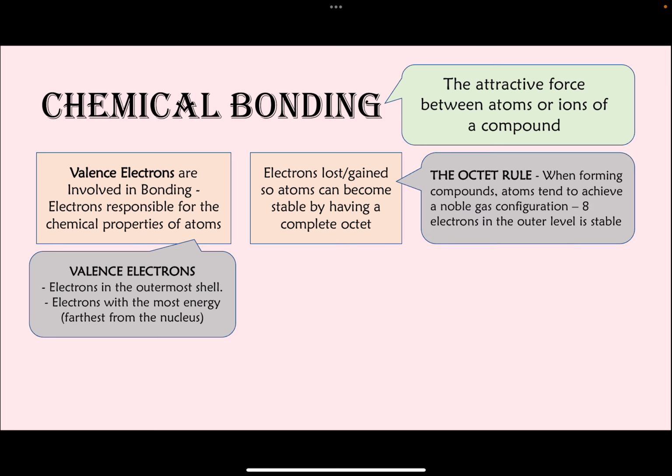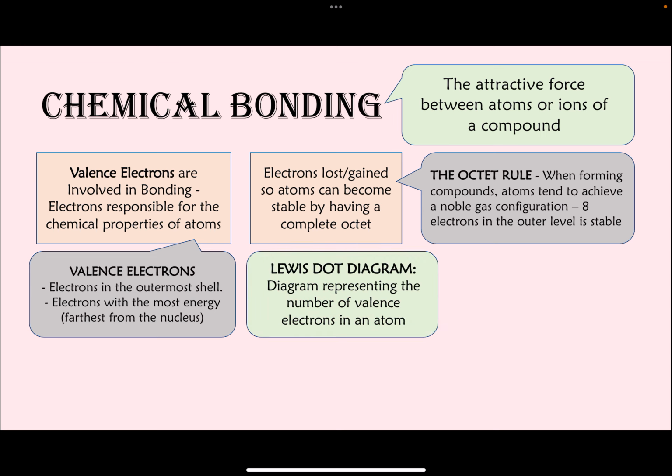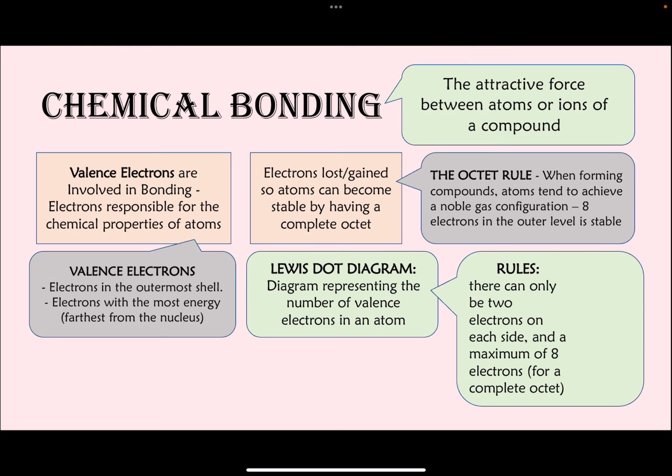So octet rule, very quick reminder, is when compounds want to have a noble gas configuration, meaning 8 electrons in their outermost shell. Another very quick thing that is super important about chemical bonding is the Lewis dot diagram. This type of diagram represents the number of valence electrons in an atom. The general rule for writing the Lewis dot diagram is that we can have a maximum of 2 electrons on each side of the symbol of the element, and then we can have a maximum of 8 electrons around the symbol. So overall it looks like this.